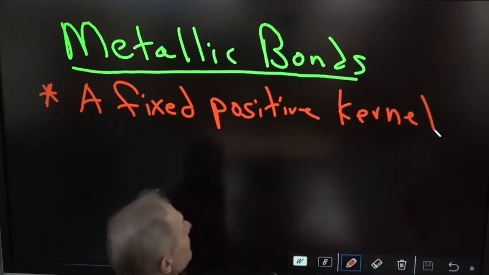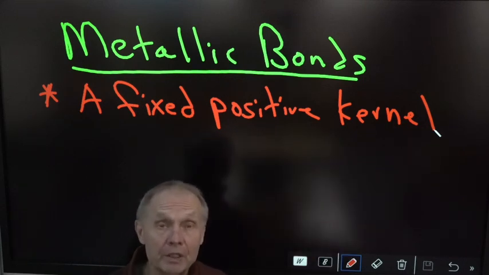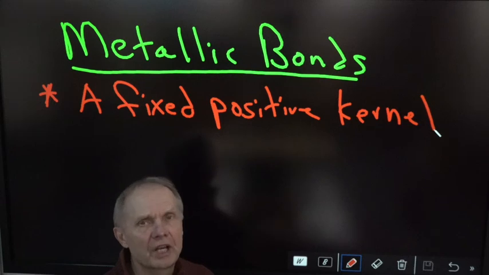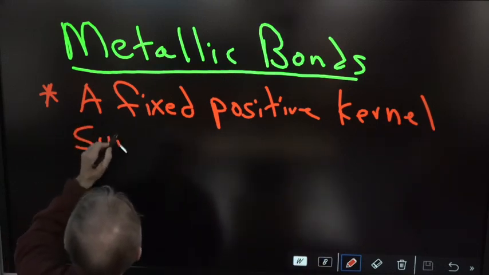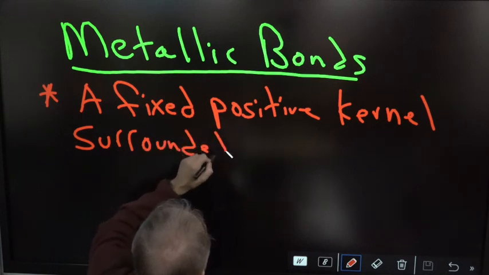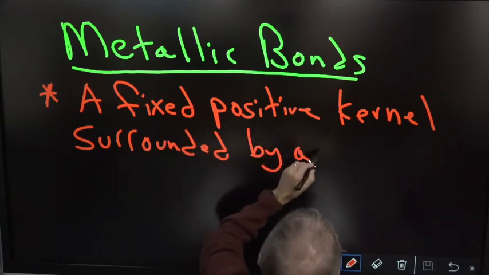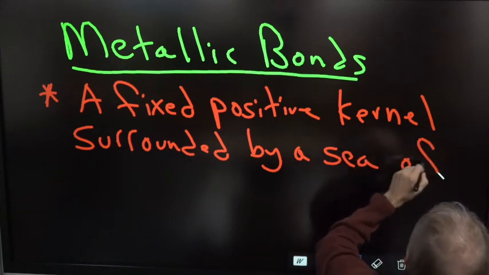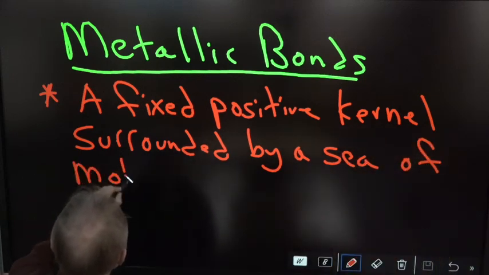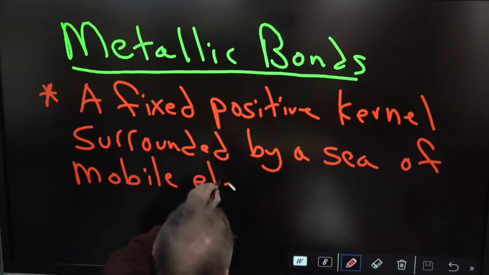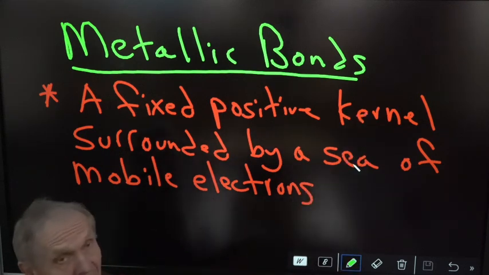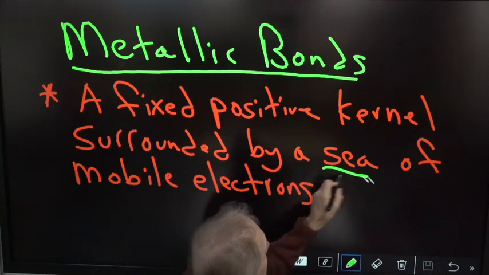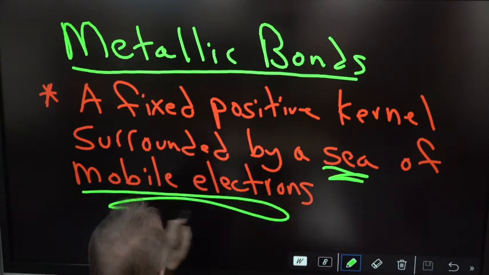So, the definition is a fixed positive kernel. Remember, a kernel is the nucleus and all the inside shells. So it's got to be positive because it's not including the valence shell. A fixed positive kernel surrounded by a sea of mobile electrons.